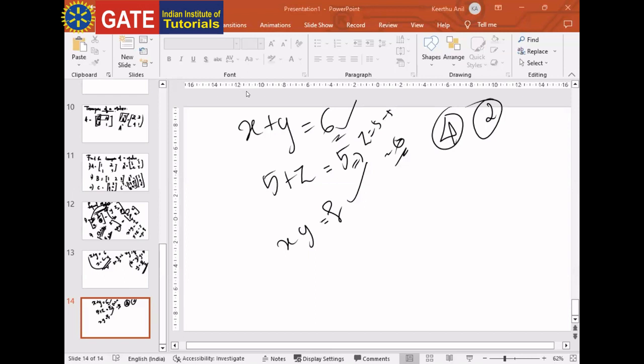Understood how to do it, no? You have studied about quadratic formula solving in maths, right? Then minus b plus or minus root of b square minus 4ac, that formula.